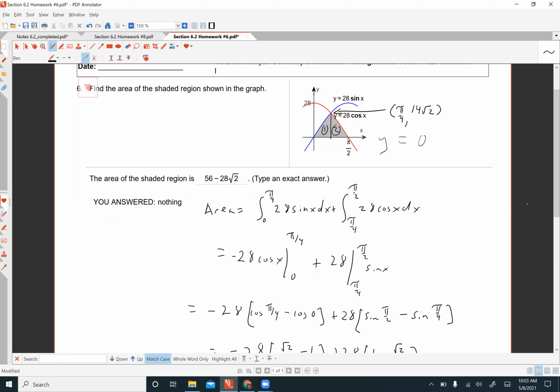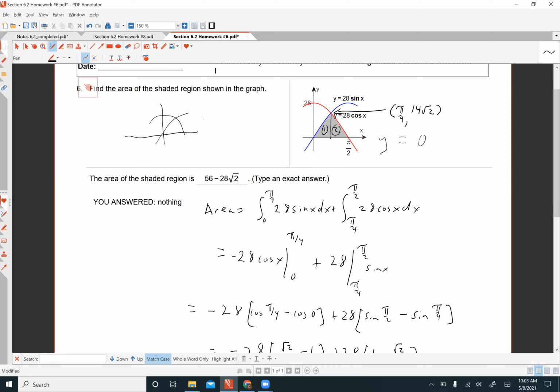Now, the other way we could have done it, and here's my kind of crummy graph right here, is we could have integrated along the y-axis. Let me see if I can do this. But what you'd have to do is, y would have to be the independent variable, and x would have to be the dependent variable.